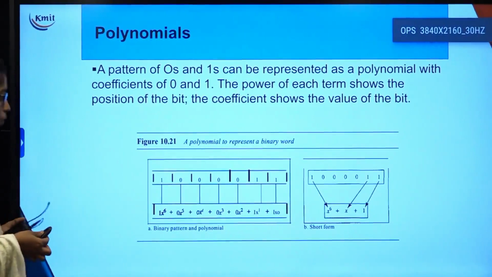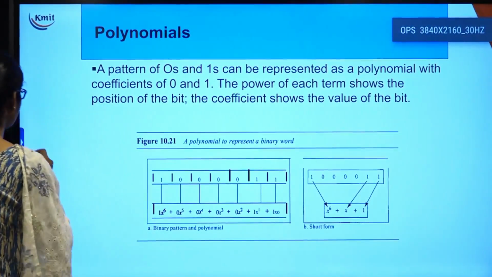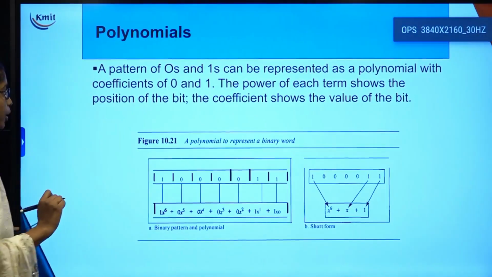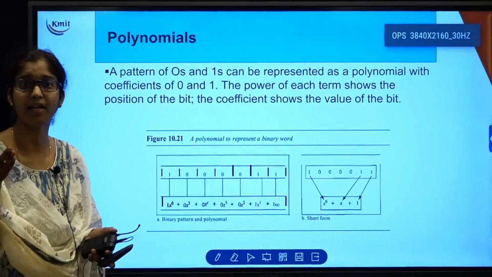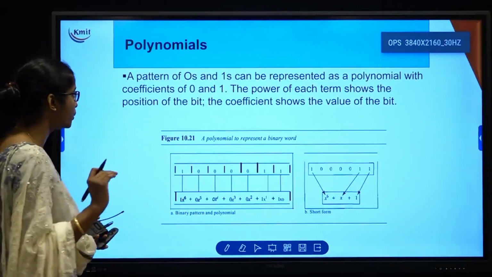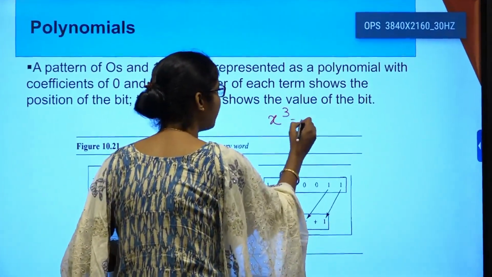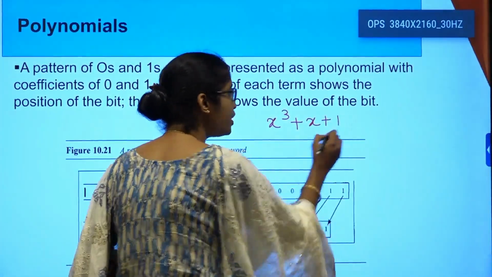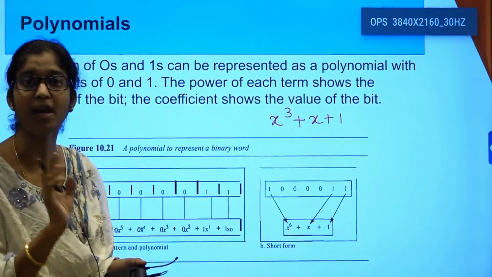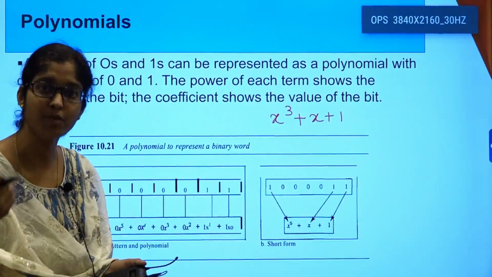So now what we will learn is the generator polynomial. I told you that I am generating the divisor from a polynomial. How do I do that? You can see here, for example, x power 3 plus x plus 1 has been given to me as a polynomial from which I have to generate the divisor.